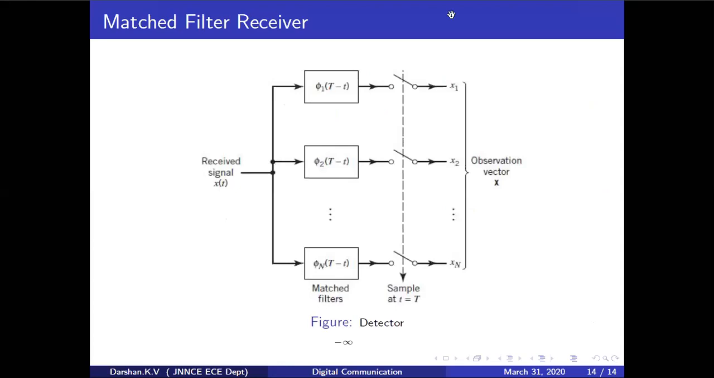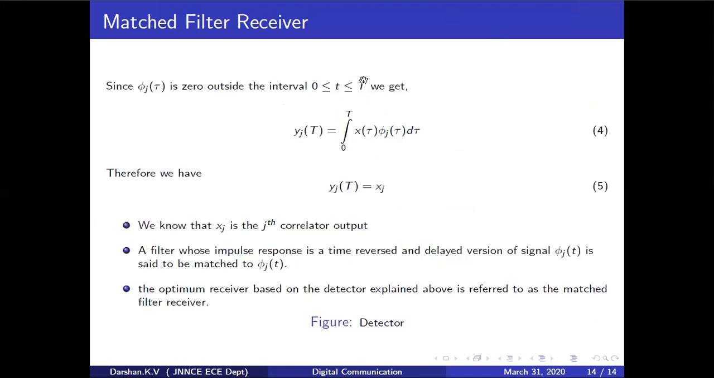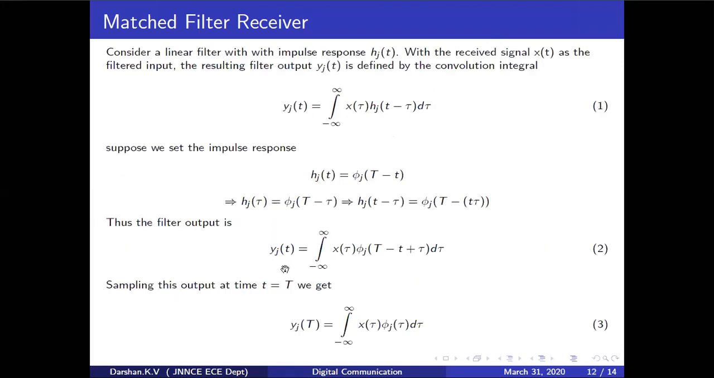Output of the filter, and in this particular region what are we going to get? This particular output would be sampled at t equal to capital T. This is a continuous signal; I am just taking a particular value, or sample, at time t equal to T. Wherever small t is there, you substitute capital T. So now this is the expression: yj of T equals the integral from minus infinity to plus infinity of x of tau phi j of tau d tau.